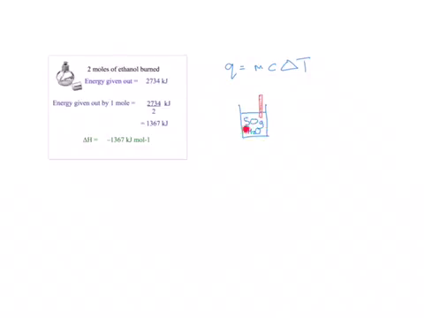I'm taking 50 grams of water in that beaker. I have inserted a thermometer into the water and I note down the original temperature. For argument's sake, I will say that the initial temperature, or initial T, is equal to 20 degrees centigrade.